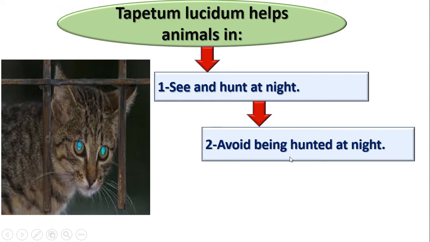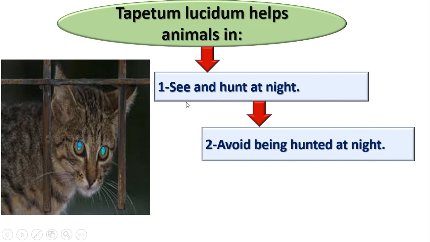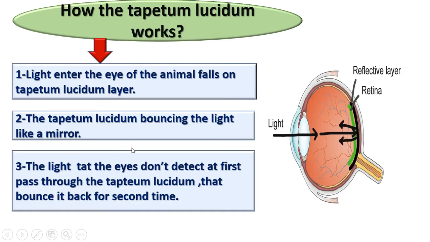Super. Why do these animals have a tapetum lucidum? Because it helps them to see at night and also to hunt at night. So they can see and hunt at night, and also avoid being hunted. There is no animal that can hunt or eat them at night. Why? Because they can see well at night, but the other animals cannot see well at night. So this is the importance of the tapetum lucidum: see and hunt at night and avoid being hunted at night.